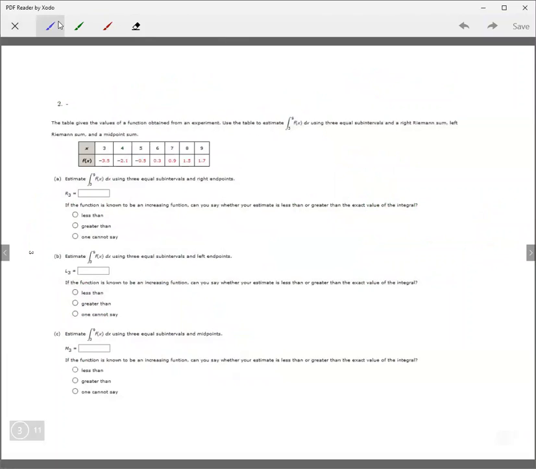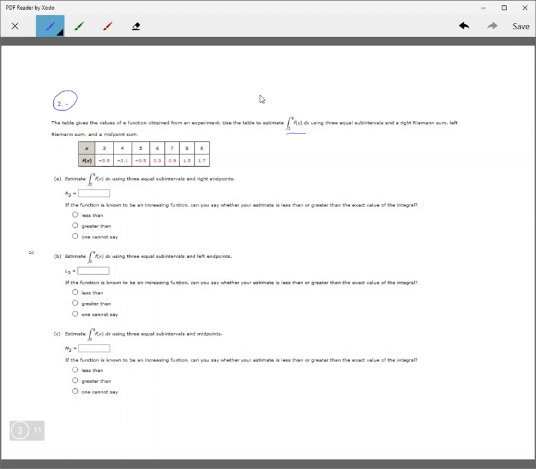Okay, number 2, going right along. The table gives the values of a function obtained from an experiment. Use the table to estimate the integral from 3 to 9 of f(x) dx using 3 equal subintervals and a right Riemann sum, left Riemann sum, and midpoint Riemann sum.